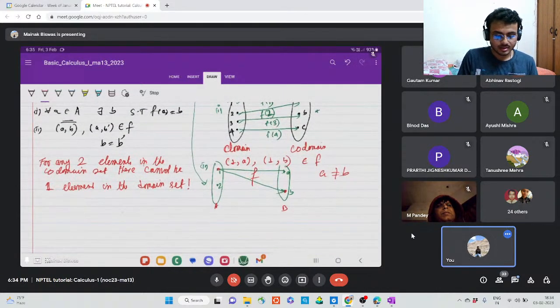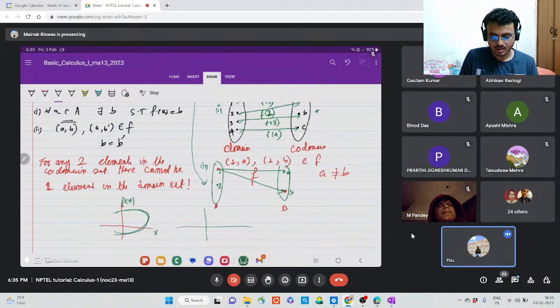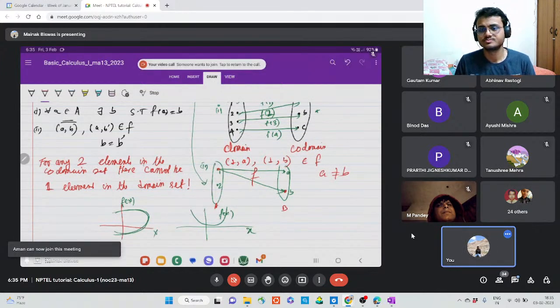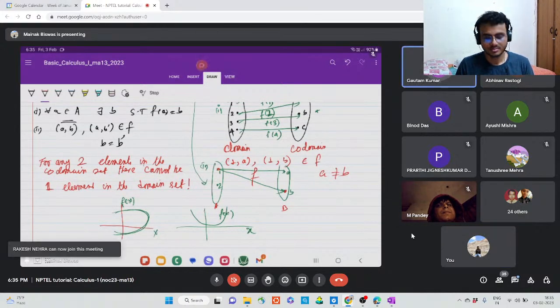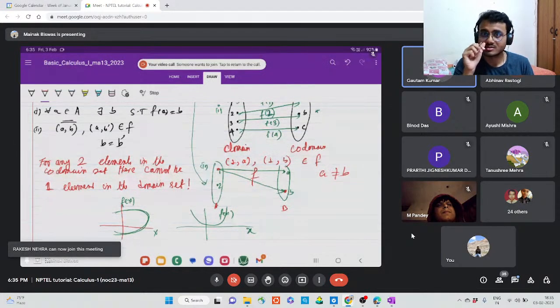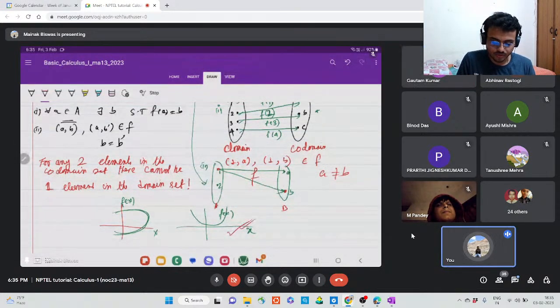For example, I'll draw a figure here. Is this a function? This is the first question. So this is f of x and this is x. And you have another function. This is also f of x and this is x. Is this a function? First is not a function, I think. Second is a function. This is a function, this is not a function. So can anyone tell me the reason behind it?